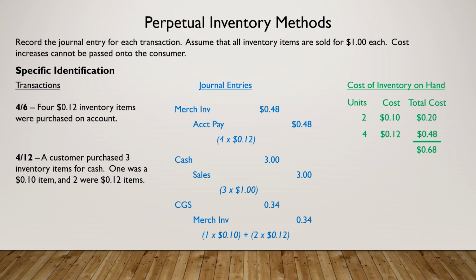How much merchandise inventory do we have left? Of the 10-cent items, we sold 1, so we have 1 left. Of the 4 12-cent items, we sold 2, so we have 2 left at a value of 24 cents. Sum those 2 products, and we have a total inventory value of 34 cents.